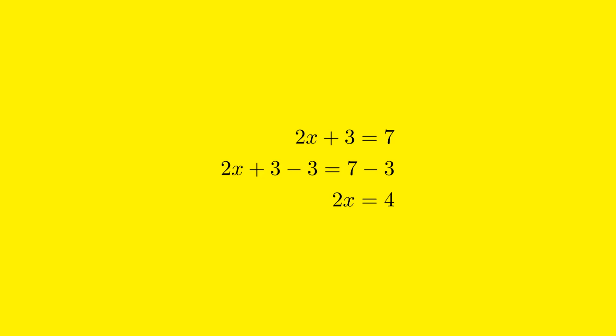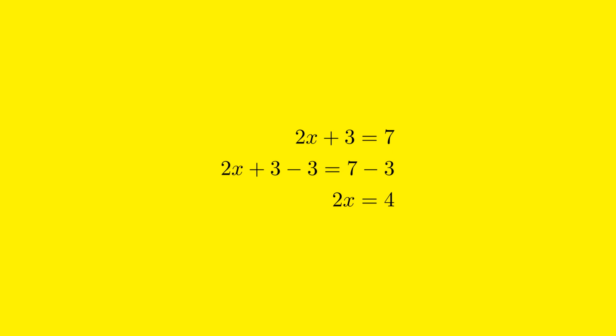Step 1. To begin solving the equation 2x plus 3 equals 7, our goal is to isolate the variable x on one side of the equation. This involves getting rid of the constant term on the same side as the variable. In this case, we want to eliminate the plus 3 from the left side of the equation. To do this, we need to perform an operation that will cancel out the plus 3.